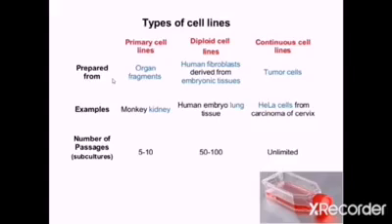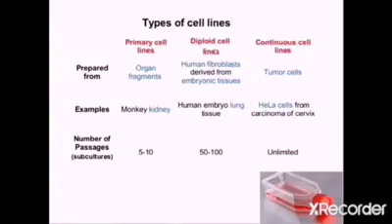Primary cell line: these are taken from normal cells, freshly taken from the organs of animals or humans and cultured. However, there is a limitation. It can't be maintained in serial cultures. There is limited growth, just 5 to 10 divisions, and it is used primarily for virus isolation and cultivation for vaccine production. The example is rhesus monkey kidney cell culture.